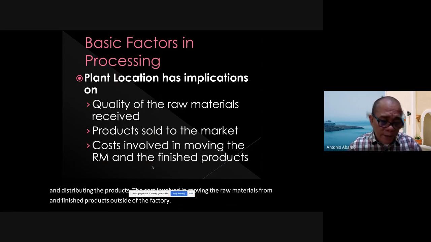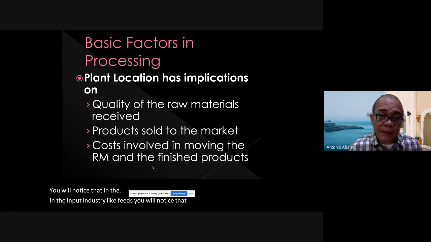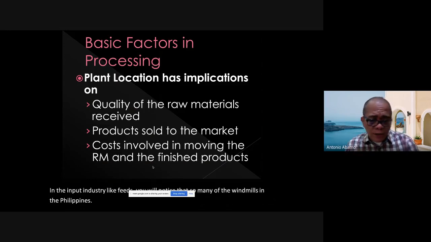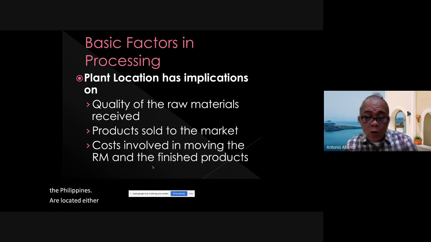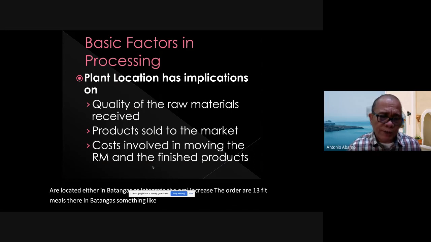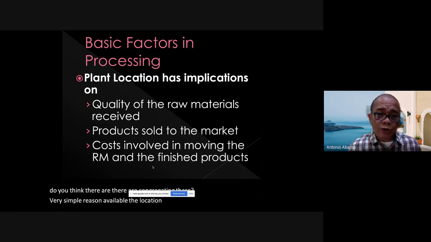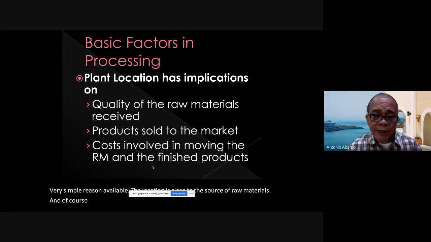You will notice that in the input industry, like feeds, so many of the feed mills in the Philippines are located either in Batangas or in Cagayan de Oro. In Cagayan de Oro, there are 13 feed mills there. In Batangas, something like that number also is operating in Batangas. Why do you think they are congregating there? Very simple reason, the location is close to source of raw materials. And of course, access and efficiency in transport.